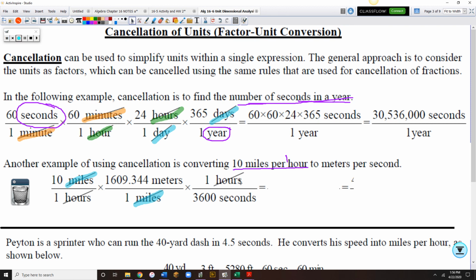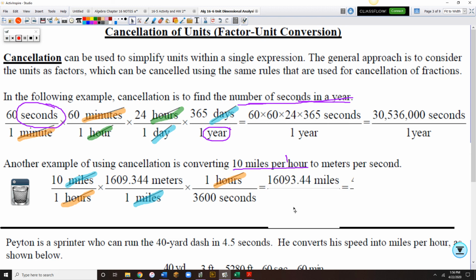Again, why did the hours go on top? Why did the seconds go on the bottom? Let's look at where hours was originally. Hours was originally on the bottom. So when I set this up, I had to put hours on the top so that they are in opposite parts of fractions.